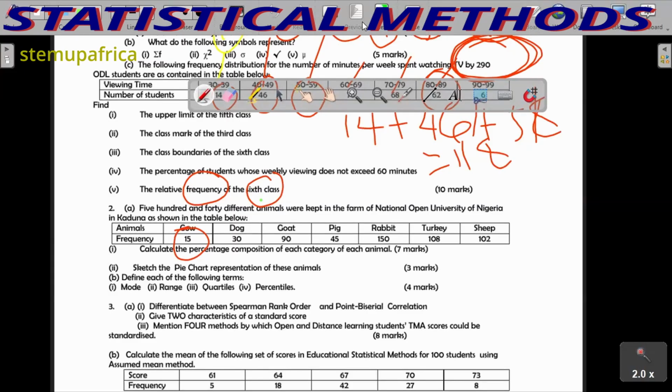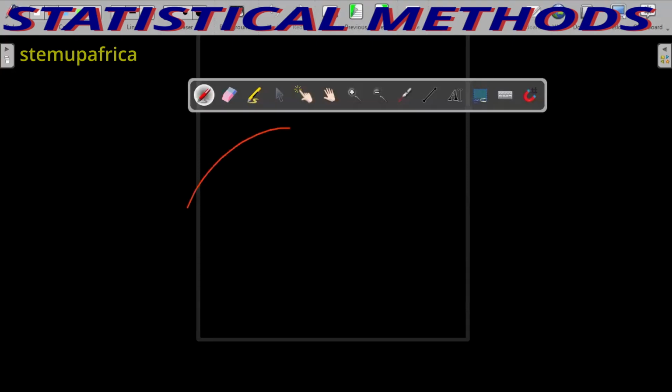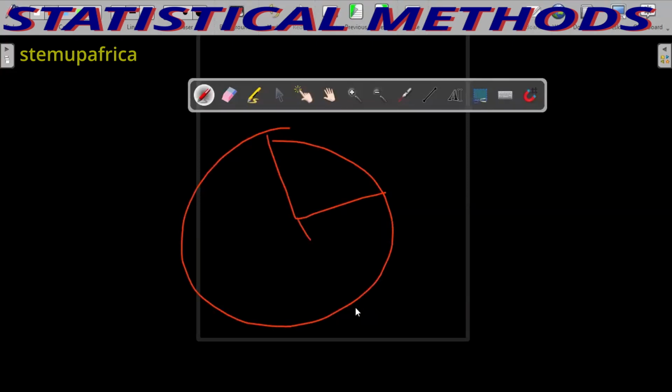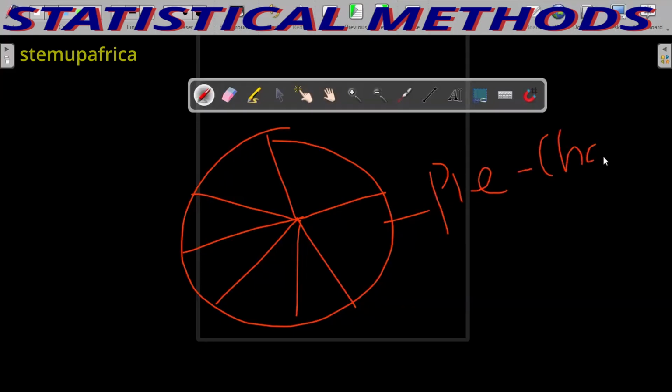So how do we do sector? A sector is formed when a circle is divided into different parts. When we share a circle into different parts, it's what we call a sector. This is a pie chart. A sector makes up a pie chart. So when you divide a circle into different sections, the circle itself is called the pie chart, while the divisions are called the sectors.